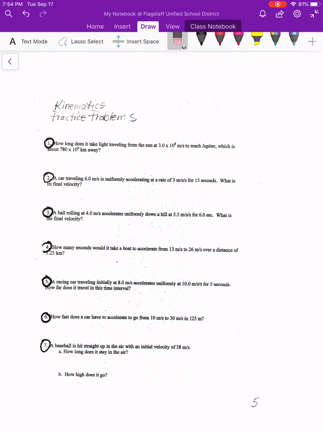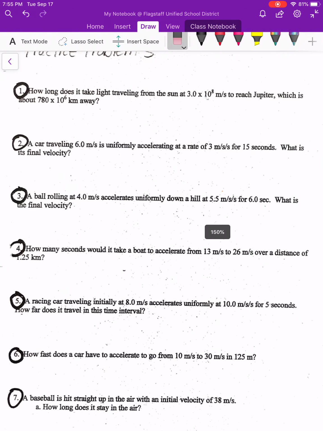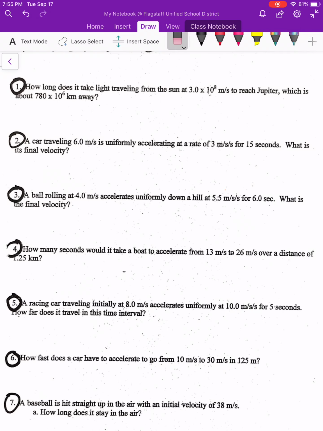Back here again, working on our Kinematics practice problems. This sheet should look familiar to you. Hopefully you've started working on it. If not, we're going through it right now. So first thing I'm going to do, get out my highlighter, and look for the important information.